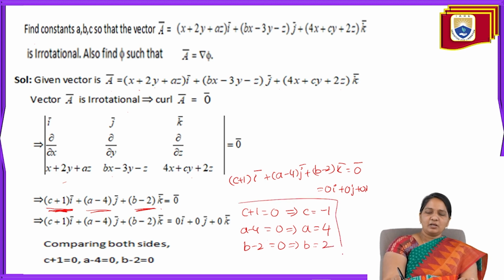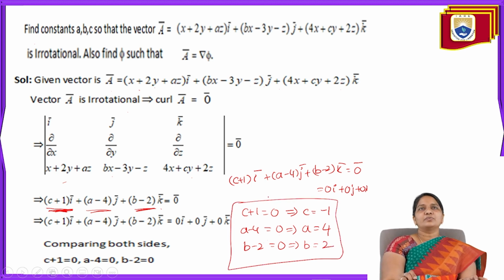These are the constant values. What are the constants? A, B, C. So what they are asking in the question here is to find the constants. So here we have calculated the constants, those are A, B, C. A value is 4, B value is 2 and C value is minus 1.